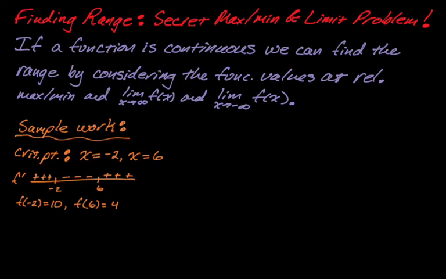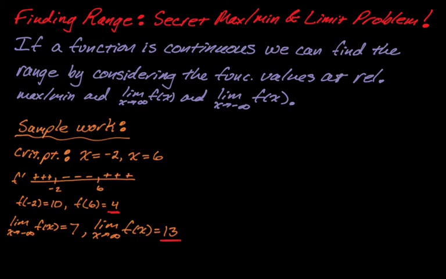Now I still need to know the limits to infinity and negative infinity, so I'm just going to make those up too. The limit as x approaches negative infinity is 7. The limit as x approaches positive infinity is 13. Okay, so what does that mean? That means if you look at it, 4 has to be the absolute minimum.